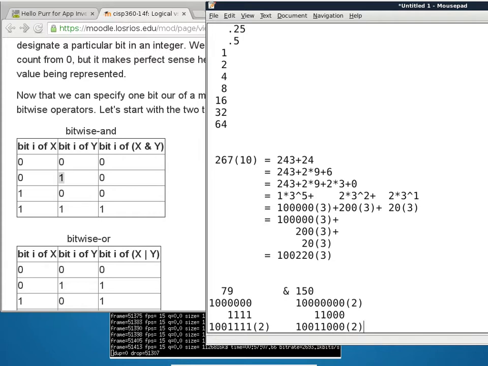Okay, now it's time for a sanity check. Sanity check means we're going to look at these numbers and convert them back into base 10 to make sure that we end up with the same base 10 numbers.